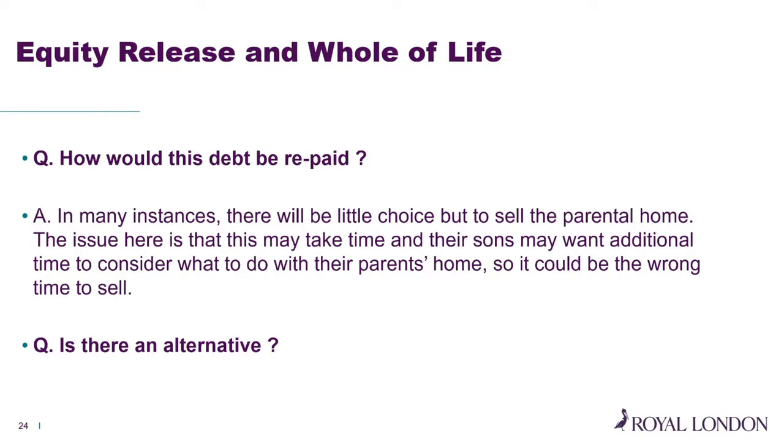Now, one of the other aspects that is very, very important, we're talking about the emotional side here. The parental home could have all kinds of sentimental attachments to the sons. It could be the last thing in the world that they want to do, or one of them might want to hold on to it and the other one doesn't. So having an alternative mechanism to repay the equity release debt could be extremely interesting, primarily to the sons. Okay, so is there an alternative way to get rid of the equity release debt?